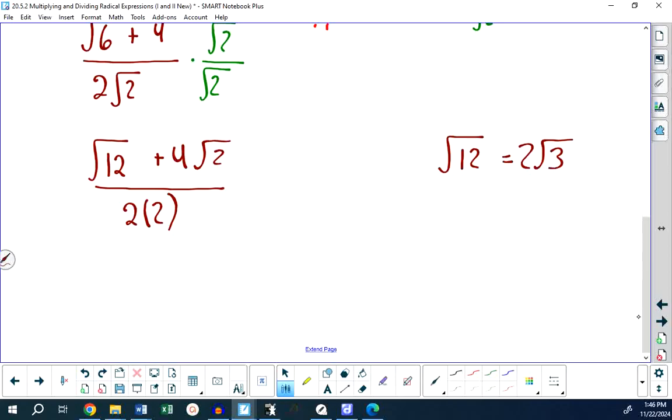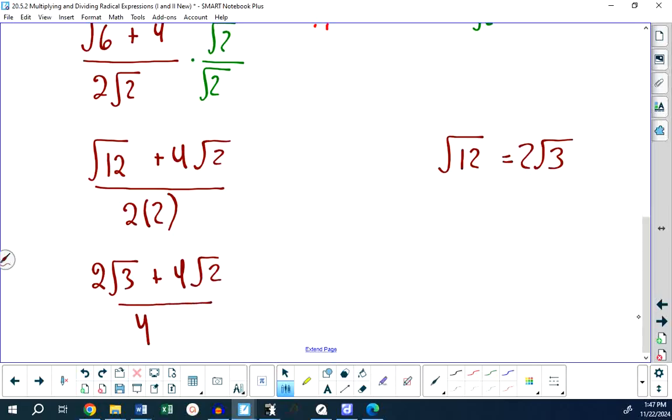I hope you appreciate that as things pile up, and this is not just the beginning, but there's more to be piled or layered on top of this next week. We don't have time to start writing 12 as 2 times 2 times 3. You should know that root 12 is 2 root 3. Are we okay with that? Okay. So what do I get? I get 2 root 3 plus 4 root 2 all over 4.